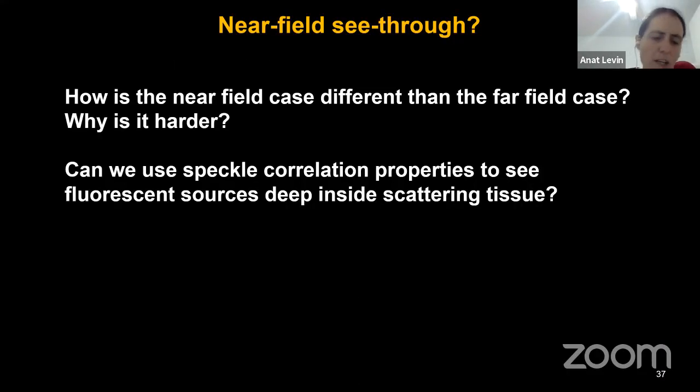But now, given this new tool, what we hope to do is to understand how speckles in the near field differ from speckles in the far field, why it's harder to do it in the near field, and hopefully, indeed, to be able to apply it to this important application of detecting fluorescent particles deep inside the scattering tissue.